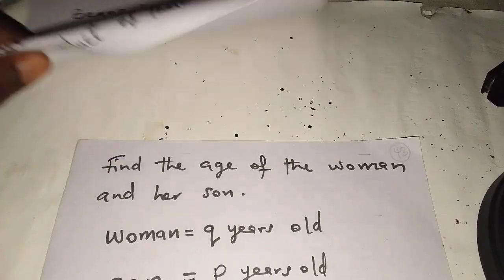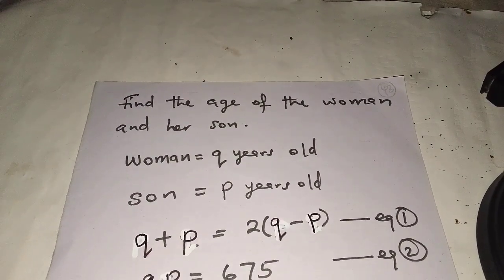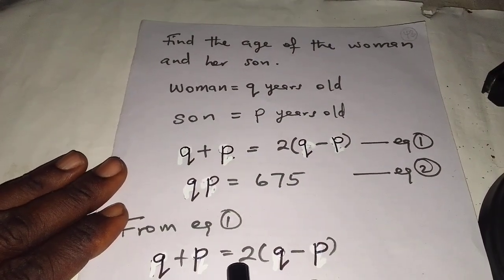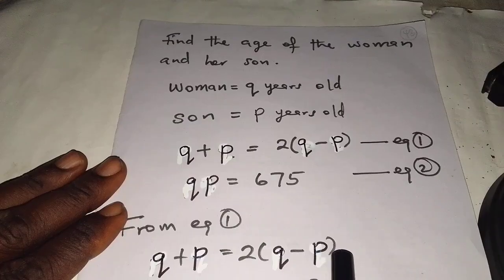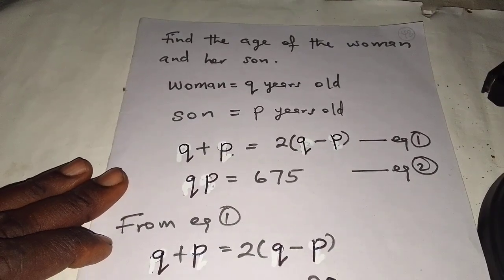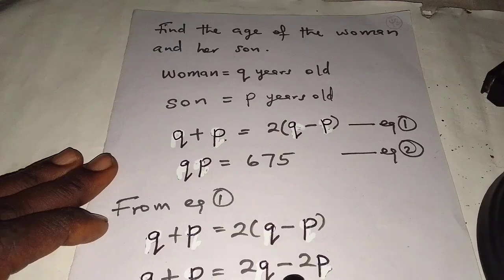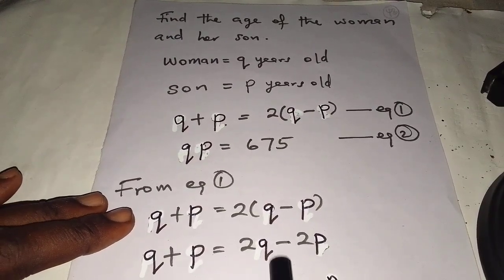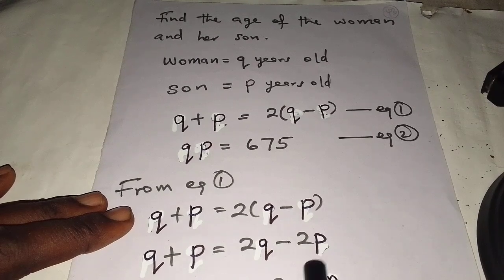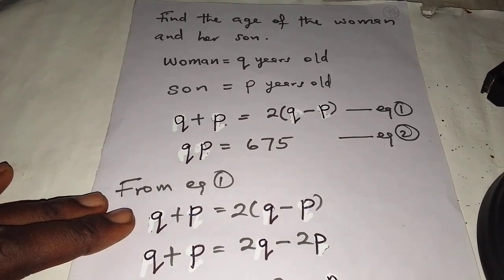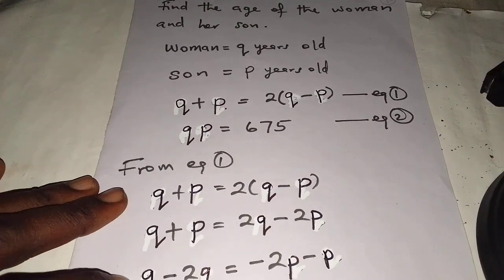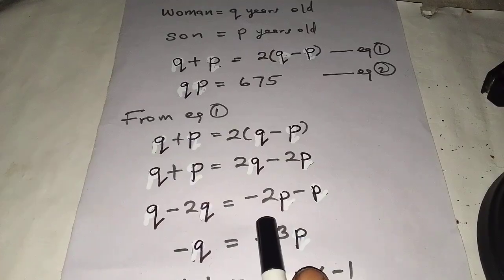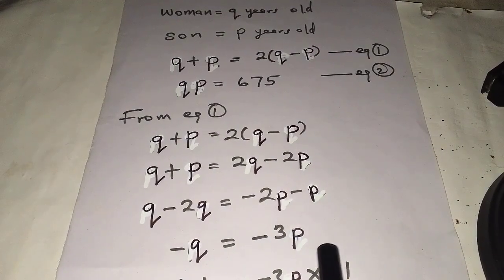From equation 1, because it is a linear equation, you are going to make one of these the subject of formula. So that means you have Q plus P is equal to 2 into bracket Q minus P. When you open the bracket here, you have 2Q minus 2P. Let's collect like terms, and this is Q. Bring this plus 2Q to this side, now it turns to minus 2Q. This minus P, when this one comes here, now turns to minus P. So 2Q minus 2Q is minus Q. Minus Q is equal to minus 2P minus P, which will give me minus 3P.